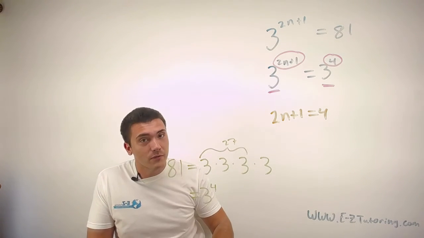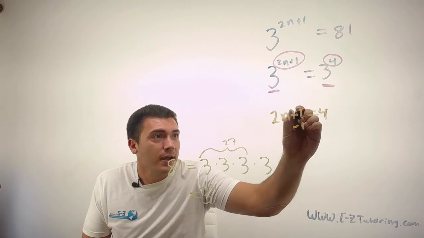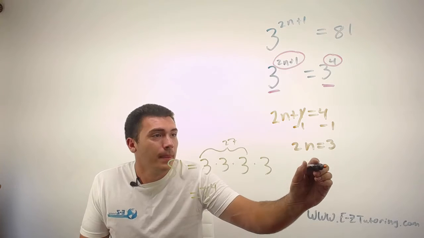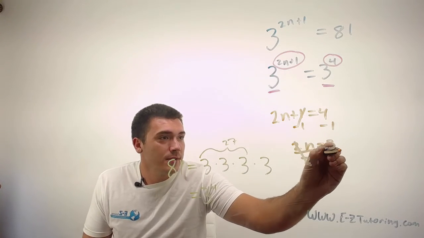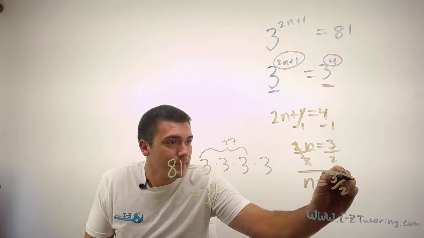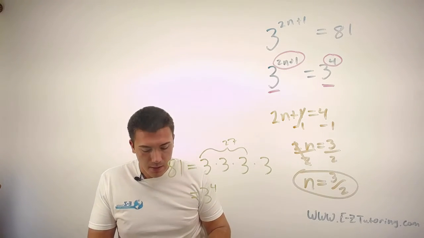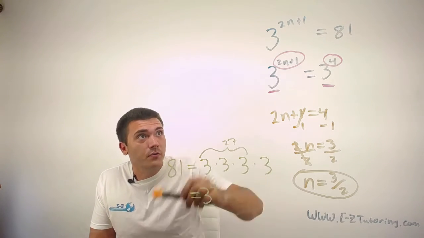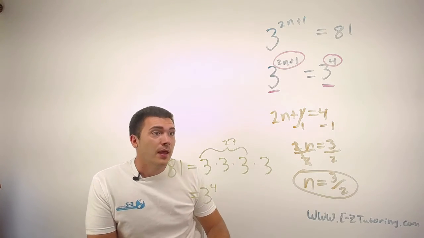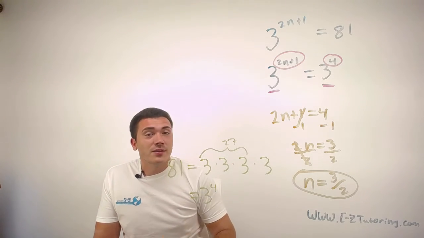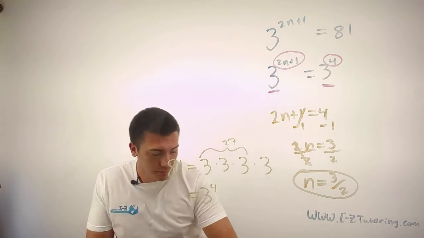In order to solve for n, we subtract the 1 on both sides, get that 2n equals 3, divide by 2 on each side, and we get that n equals 3/2. And of course you can check your answer if you'd like. You can plug it in over here and you will see that it will work and this will equal 81. Okay, let's go ahead and do another example.